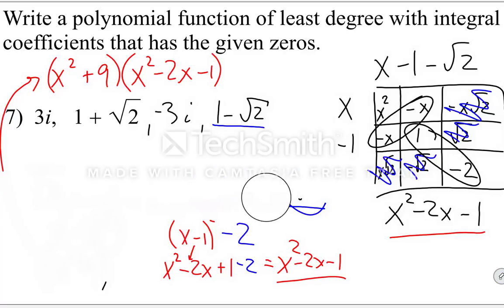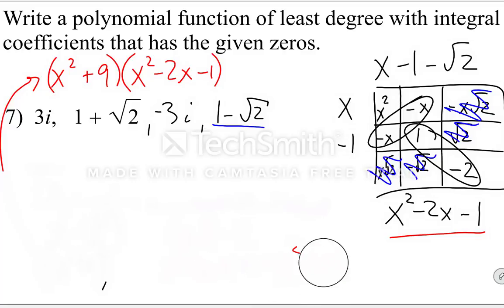So I am going to now multiply those out in a box. Okay, so let's do that. So I get x squared minus 2x minus 1, x squared and 9.